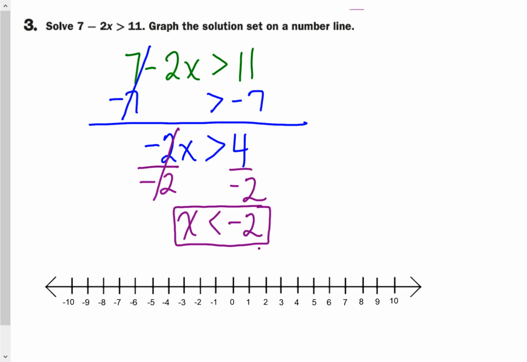Okay, now I have to plot on negative 2. I have to decide if it's going to be an open circle or closed circle. Since it's just less than, that means negative 2 is not included in the solution, so it's going to be an open circle, and it's going to be less than, so it's all the numbers to the left. Okay, so all these numbers here are solutions to this inequality.